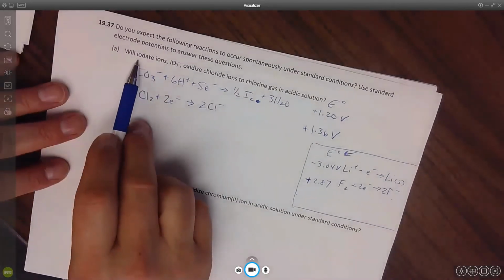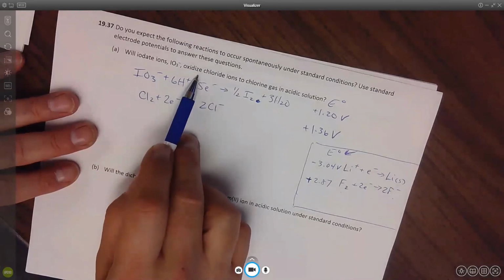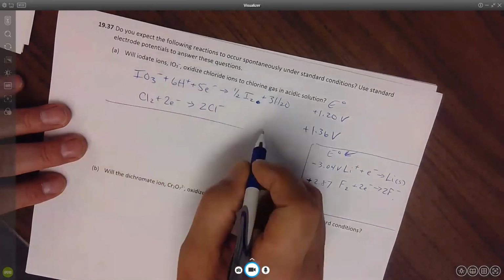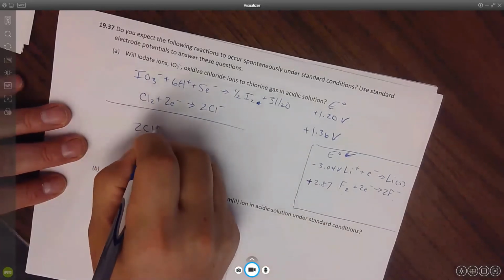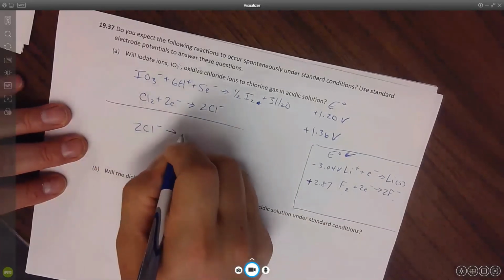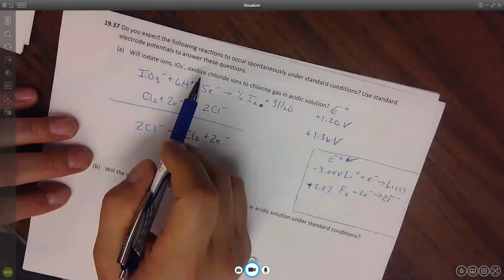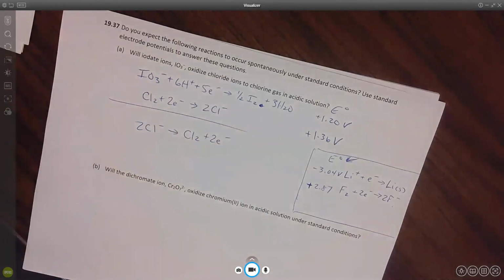Now it says, will iodate ions oxidize chloride ions to chlorine gas? So in other words, the question is asking, will this happen, right? So we're talking oxidizing. So we want to know which one is the stronger oxidizing agent.